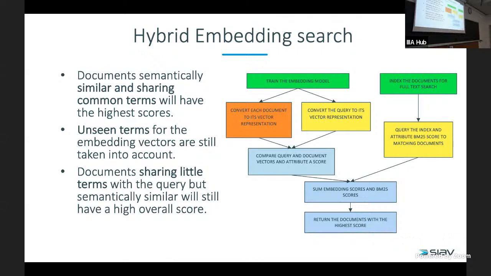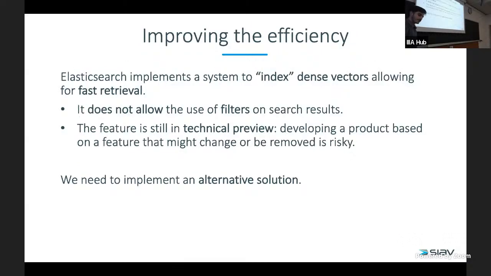Instead, it's decreasing them, because we're also adding another query to do in parallel. And so we have to find a way to improve the efficiency. And the first step that we took was to go and look into the system which Elasticsearch is implementing.